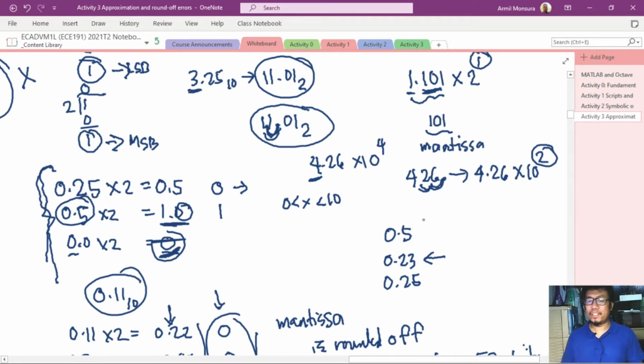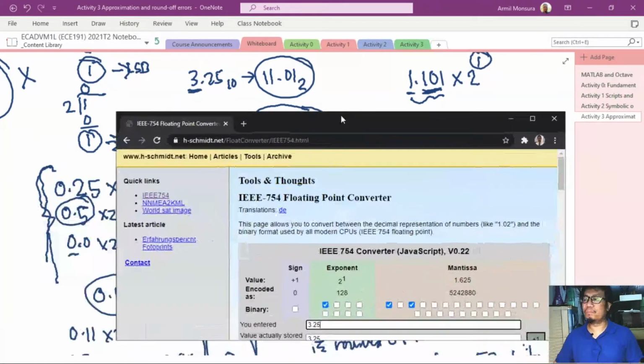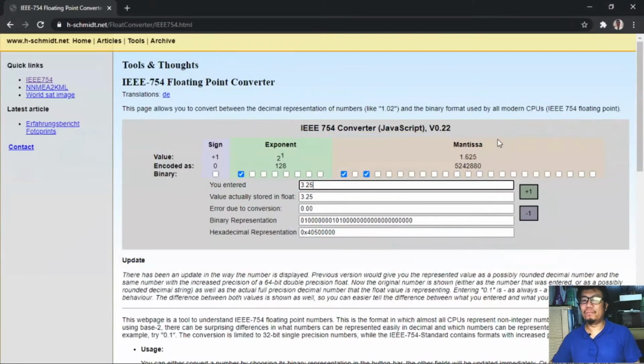Actually, so you can better understand my point, you can look for websites like this one. This is an IEEE 754 floating point converter, which puts into perspective what I'm saying, that your computer can only represent some numbers and not some other numbers.